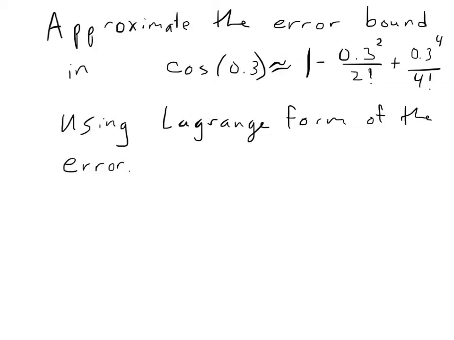Okay, so we want to go through one more example. I want us to approximate the error bound in doing the cosine of 0.3 equals that thing, using the Lagrange form of the error.